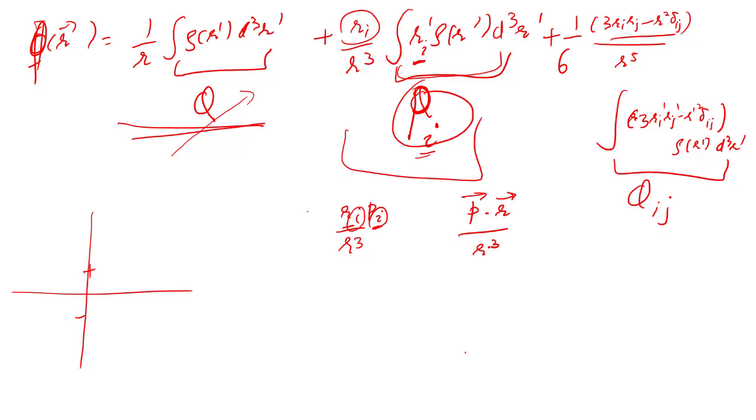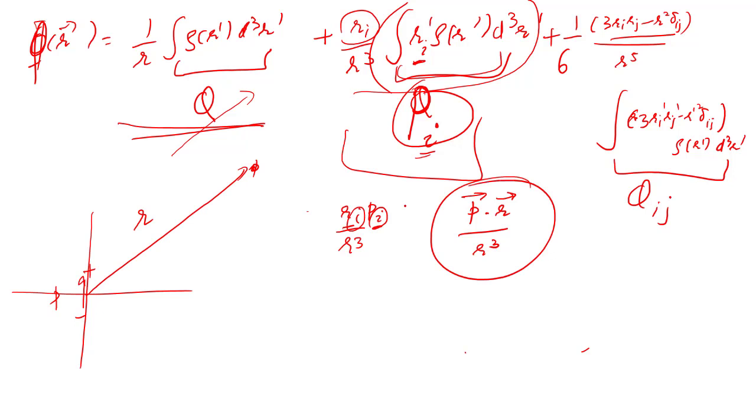So that gives us something very straightforward. If I have a dipole here with a dipole moment p, and the dipole moment is defined as this, then if I'm at a distance r from the dipole, the potential here is just p dot r by r cubed. It's very straightforward.